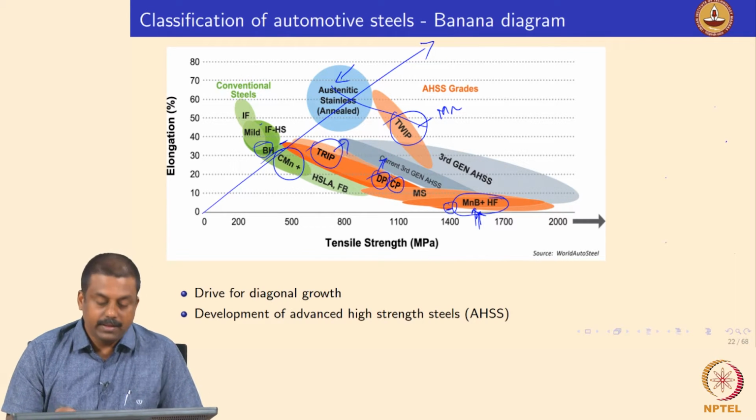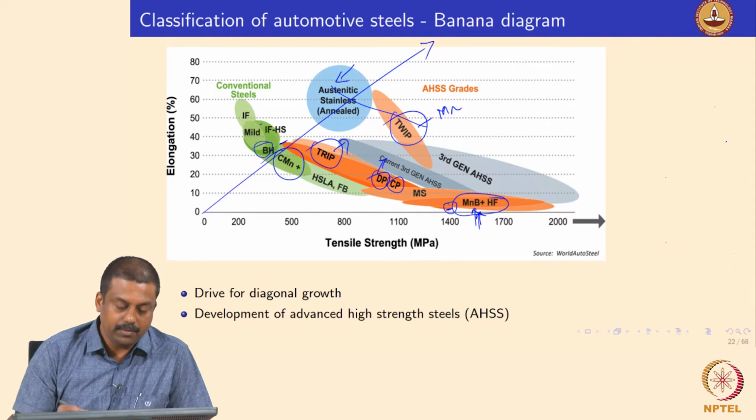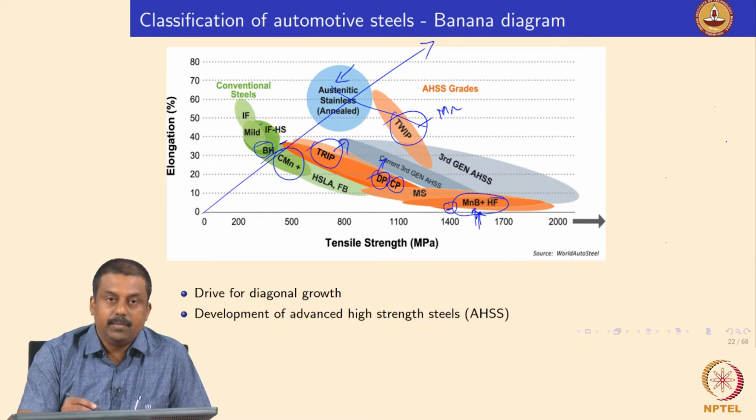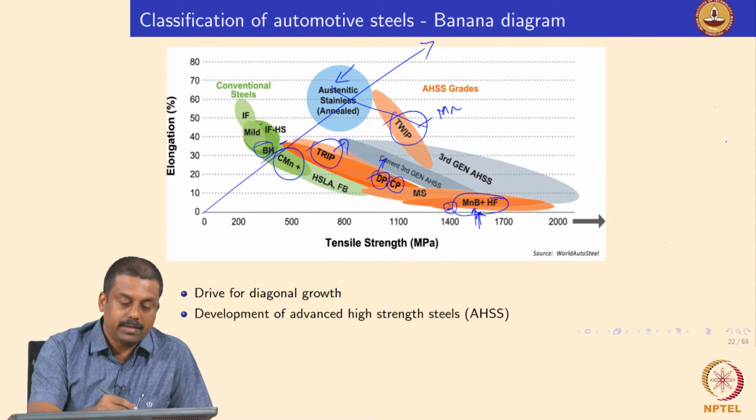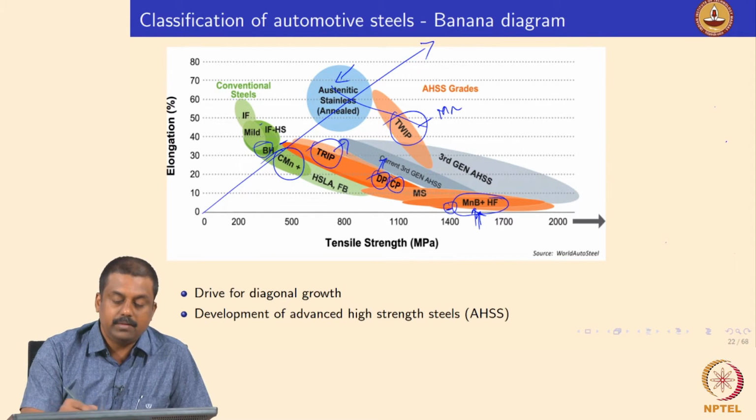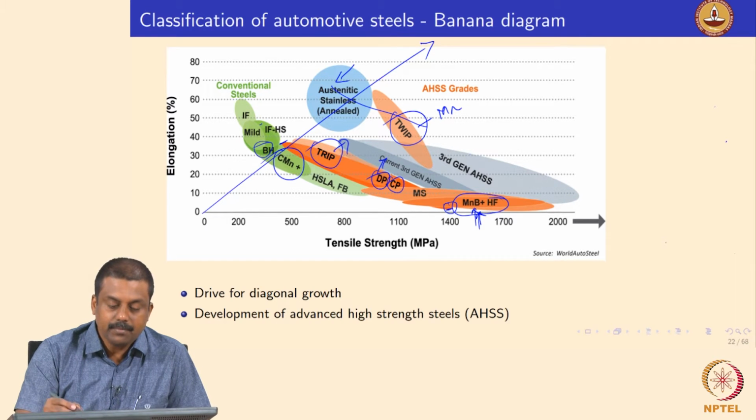So in order to summarize this graph, the automakers and the steel makers are going for diagonal growth of steel development, where steel contains both high strength as well as acceptable ductility. Because of the light weighting, the conventional steels are all getting replaced with these advanced AHSS steels in order to achieve better mileage as well as crash performance driven by the increasing strength.